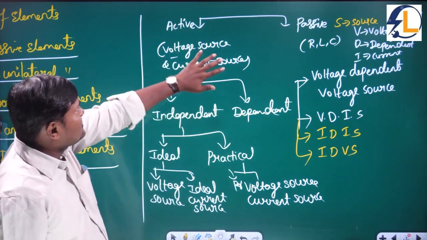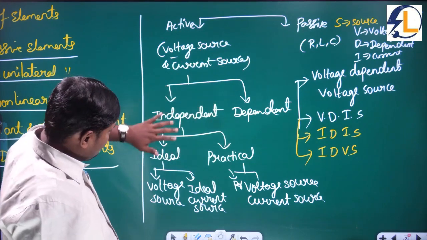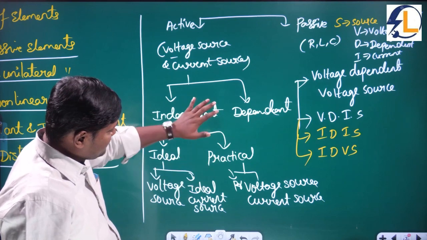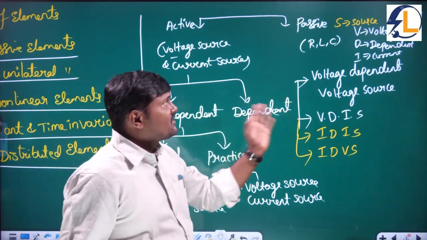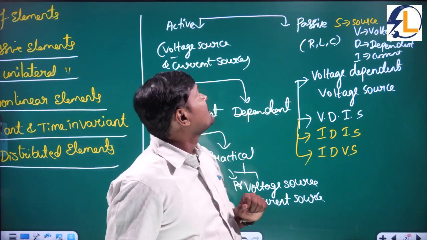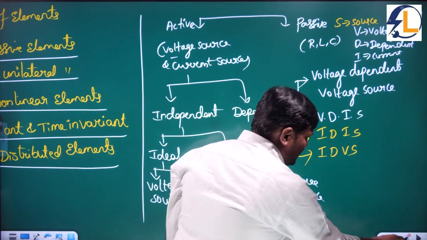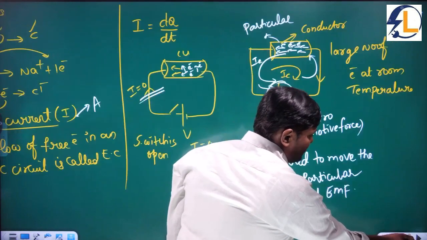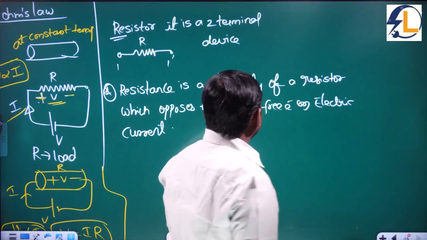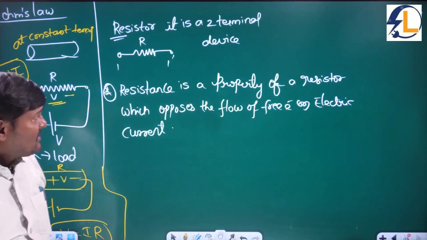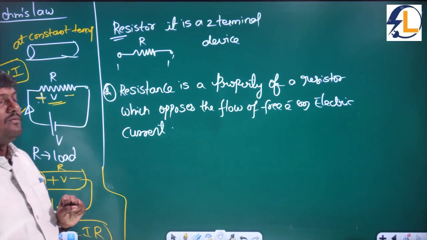The active elements, voltage source and current source, independent and dependent, ideal voltage source, ideal current source, practical voltage source and practical current source, all are over, and dependent sources are also over. The next classification is the passive elements. The first passive element is the resistor. So what is a resistor? A resistor is a two-terminal element. Resistance is a property of a resistor which opposes the flow of free electrons.